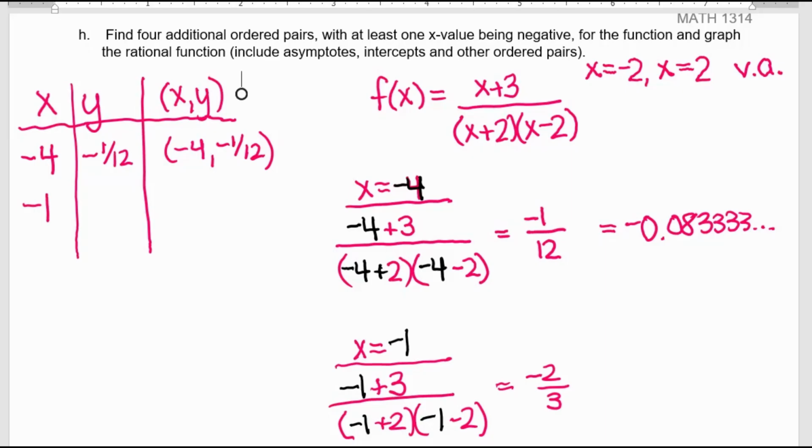That winds up being in your calculator -0.66666666667, and so forth and so on. We get -2/3, which means the ordered pair we just found is (-1, -2/3). We've already found x equal to 0 because that's when we found our y-intercept. So the next x value we're going to take a look at is 1.